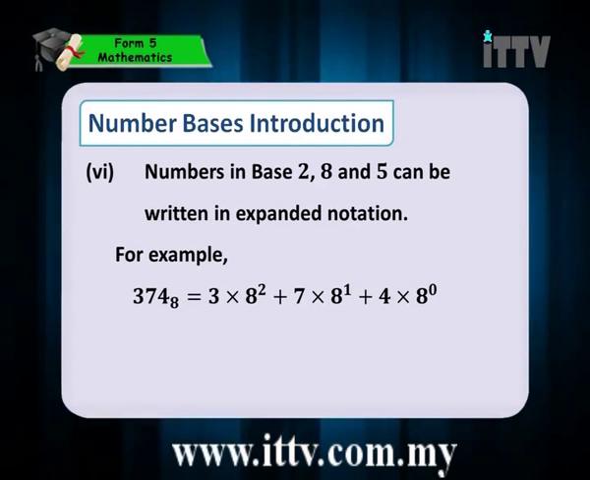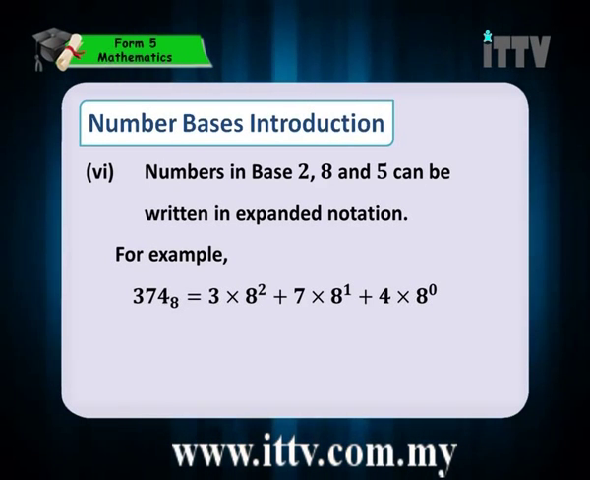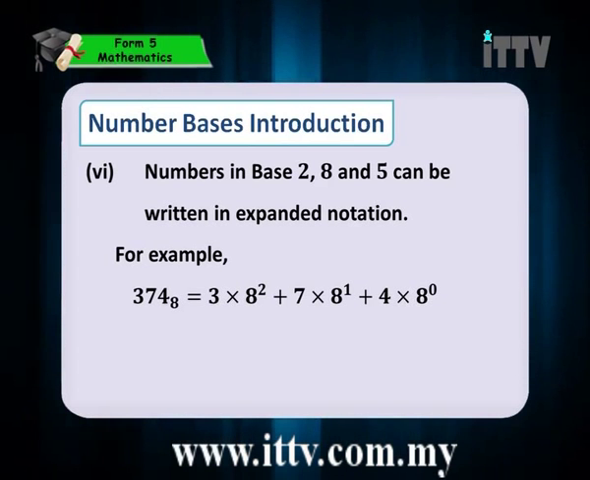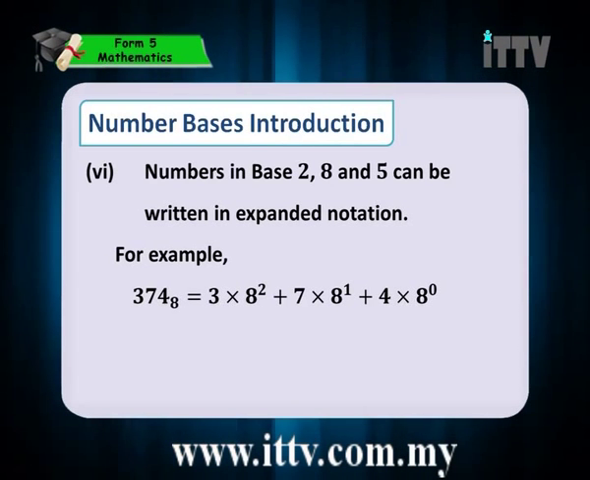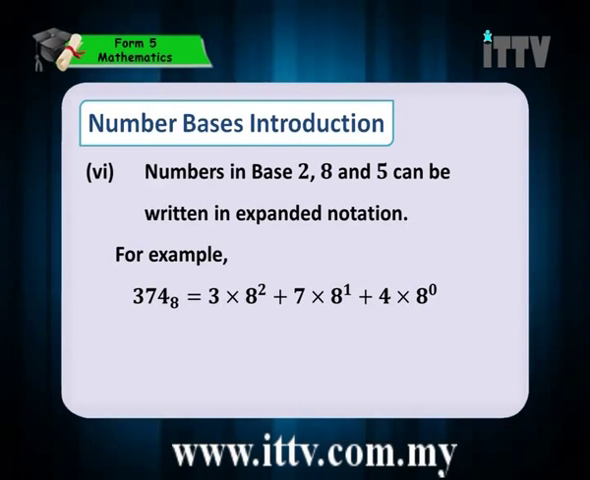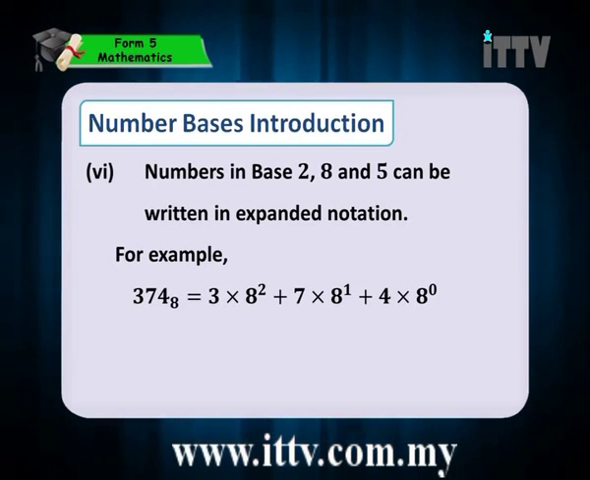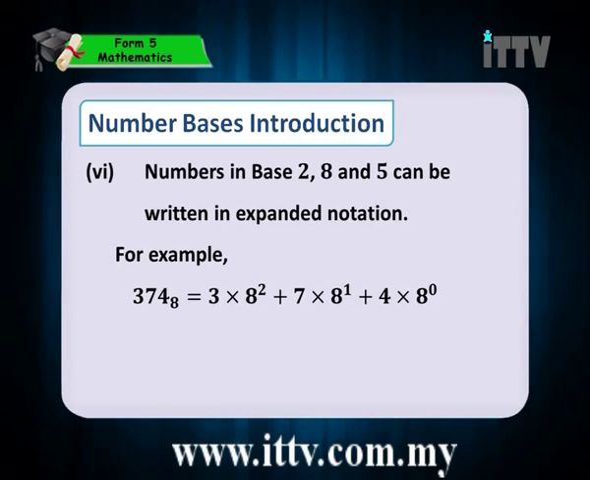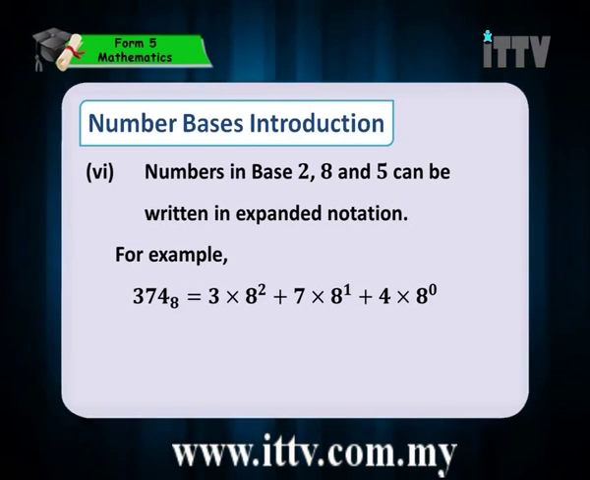And lastly, numbers in base 2, 8 and 5 can be written in expanded notation. For example, 374 in base 8 is equal to 3 times 8 to the power of 2 plus 7 times 8 to the power of 1 plus 4 times 8 to the power of 0.